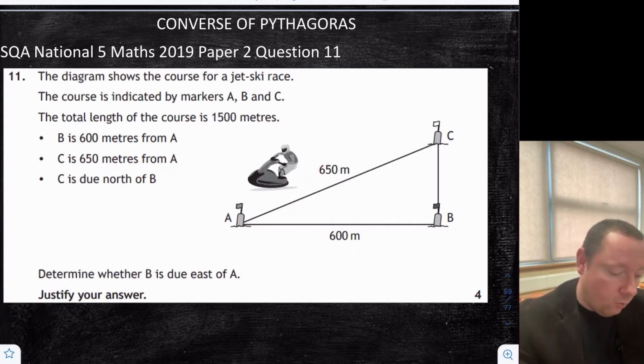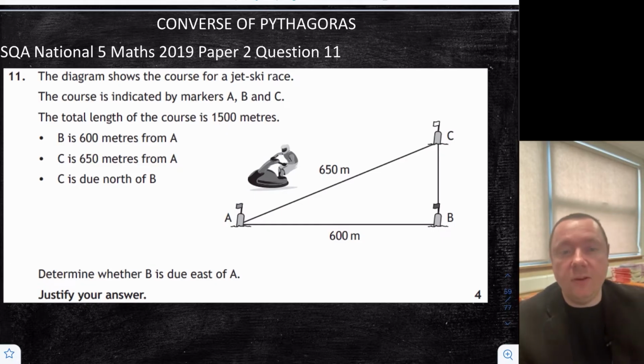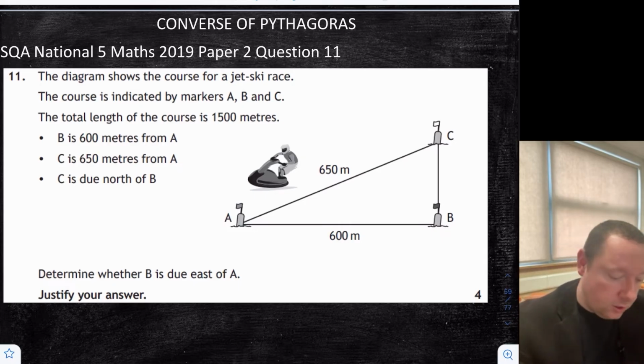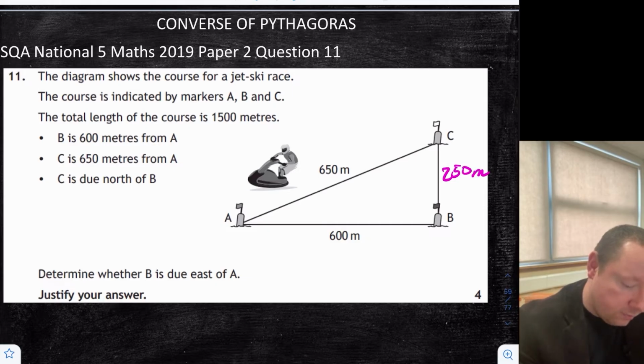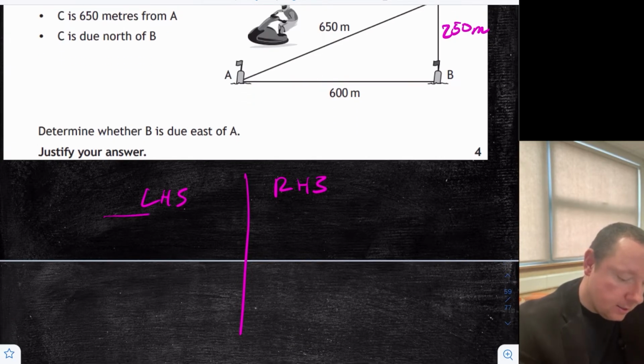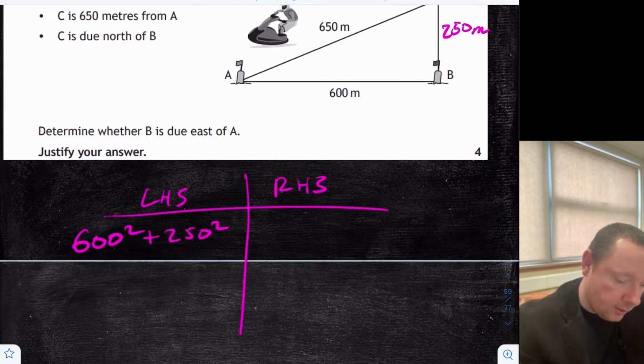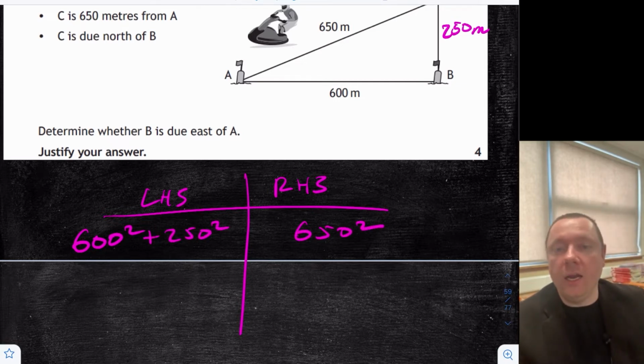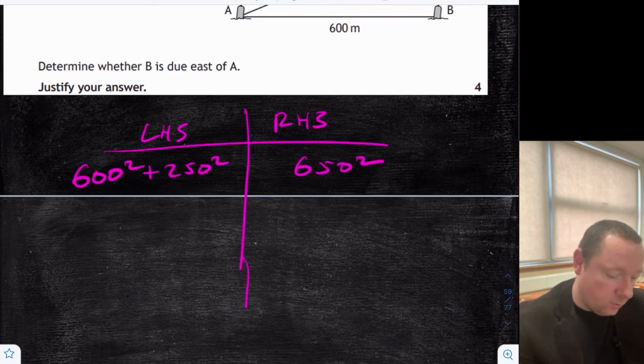angle. So we'll start off with the fact that the whole course is 1500. 600 plus 650 is 1250. We take that away from 1500 to get 250 metres, and we just mark that on. We know that's definitely 250. Keeping it all separate, we've got a left-hand side and a right-hand side. Our left-hand side is 600 squared plus 250 squared, and our right-hand side is 650 squared. Do not write they're equal, that's why I draw a little table and keep them separate. We then work out both sides separately.